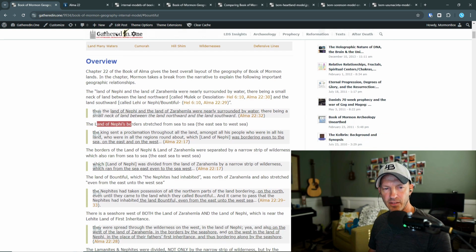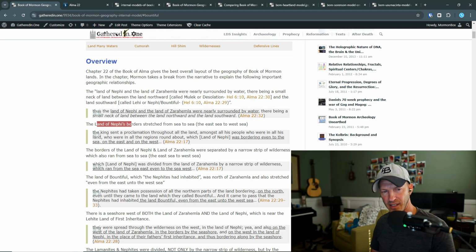The second point I want to make here: they're all surrounded by water. That's why we get the pictures that we do in some of these internal models. It says the land of Nephi's borders stretched from sea to sea, from the east sea to the west sea. Every model has that in it. Why?